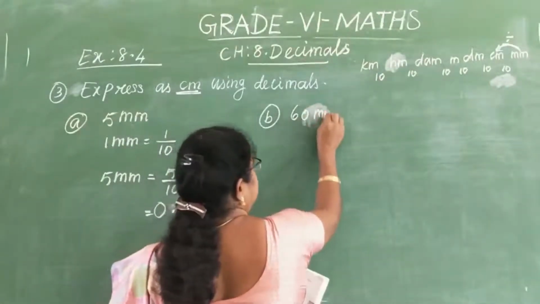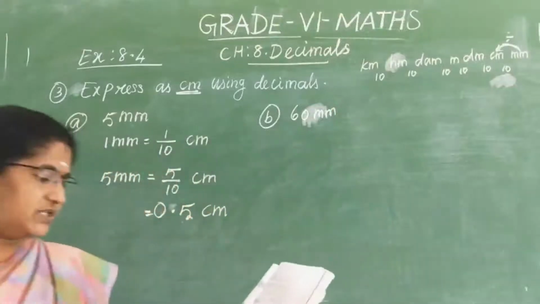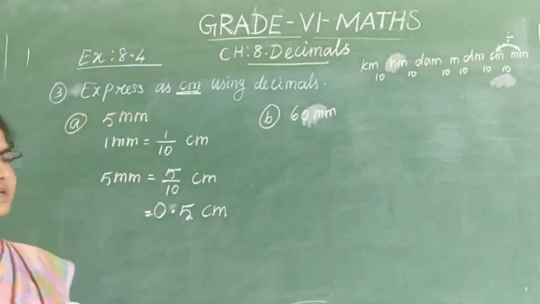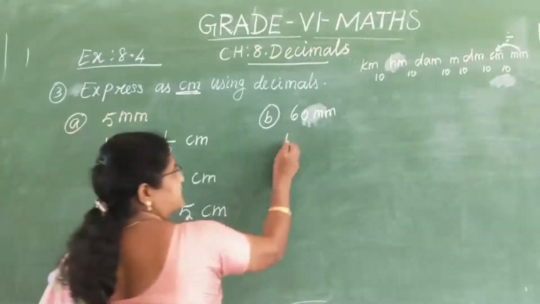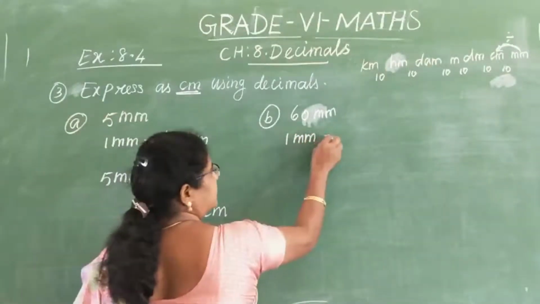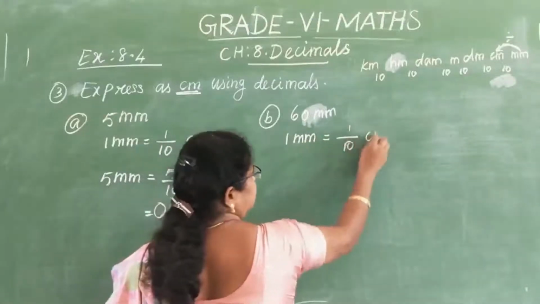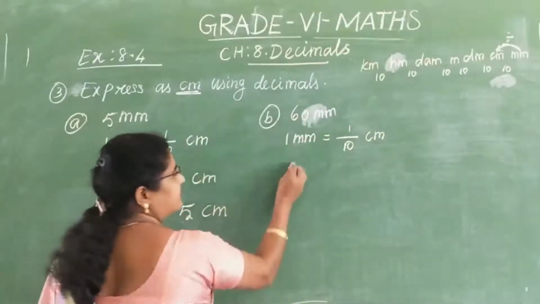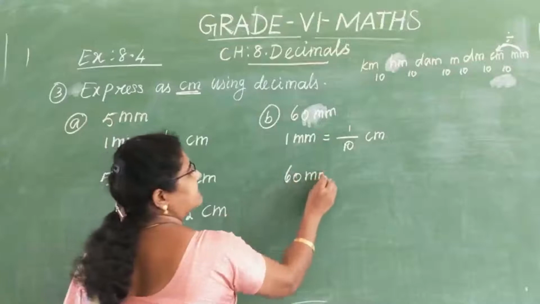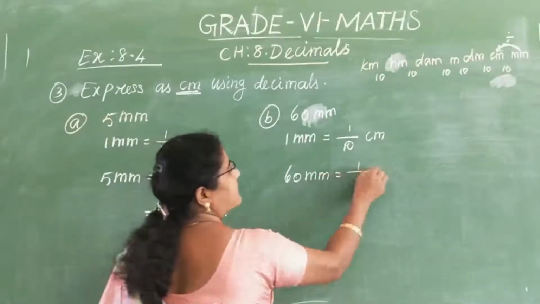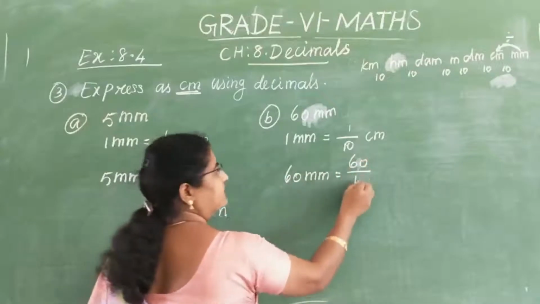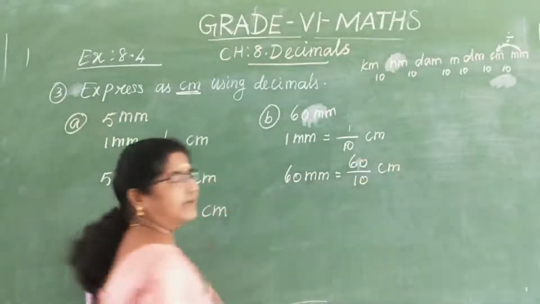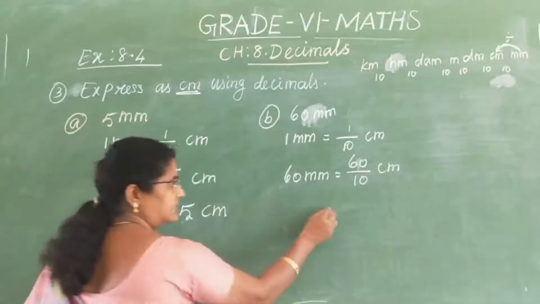60 millimeter. Next question. 60 millimeter. Same, we convert into centimeter. Same sentence. 1 millimeter equal to 1 by 10 centimeter. How many millimeter is here? 60 millimeter. That means 1 by 10 times 60, that is 60 by 10 centimeter. Okay, convert.